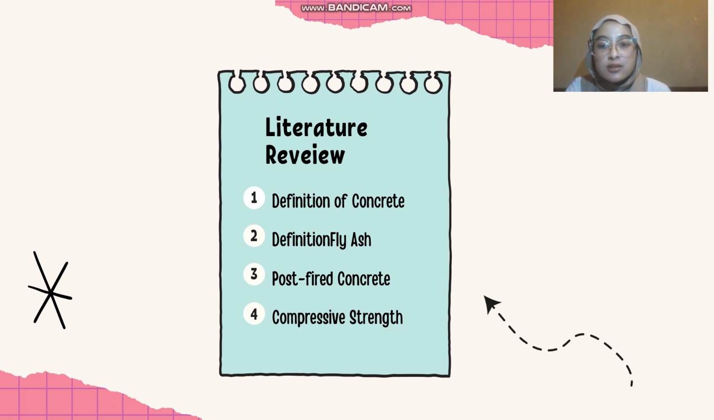The second, the definition of fly ash. Fly ash is formed from mineral material that changes as a result of a coal burning process. Fly ash can be used as a cement substitute for the compressive strength of concrete. Use fly ash 15% for concrete with low strength.